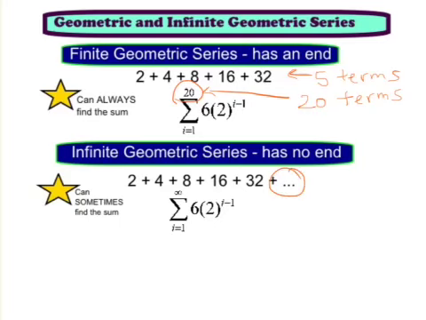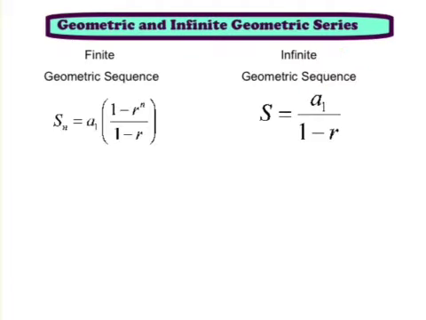Now, when I see this dot, dot, dot, or when I see an infinity sign, that means it's infinite. It has no end. So that's the difference between these two series. Now, each of these series has its own formula to use. So a finite geometric, we'll call this a series, not a sequence, has a formula like this. It says A1 times, in parentheses, 1 minus r to the n power, over 1 minus r.